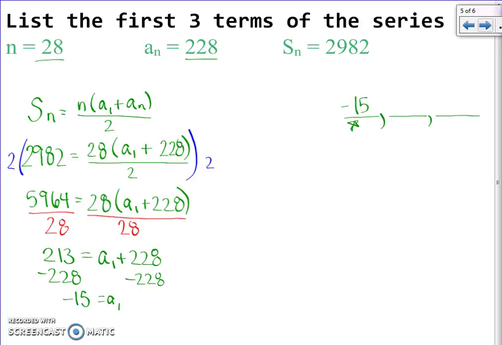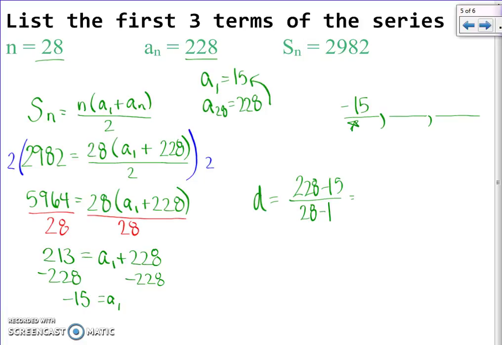Okay, so now we just need the common difference. So yesterday we learned the shortcut to that is we take, so we know a1 is 15, and we know that a28, the 28th term, is 228. So we take 228 minus 15. Remember, we take this number minus this number, and then we subtract the little numbers below it. So we get 9 when we subtract that -15 up there. So now we just know that we're adding 9 each time, and we can easily fill these in.